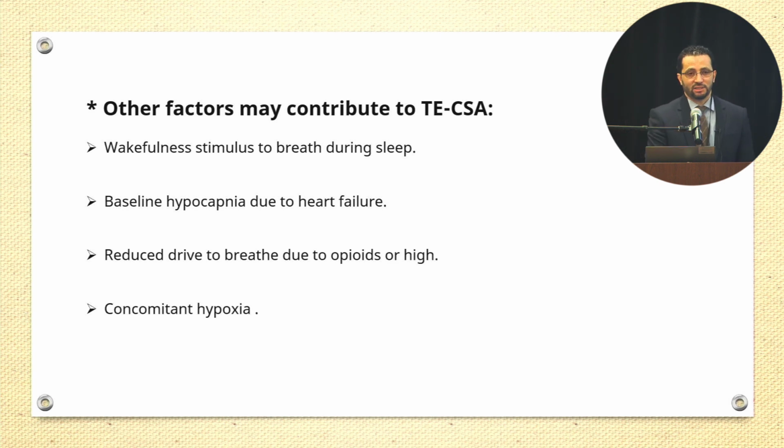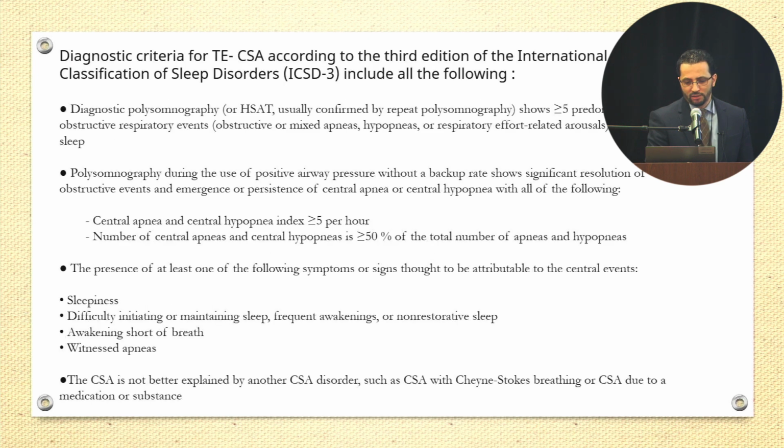There are some patients who are on opioids at baseline, and they have a reduced ventilatory drive as well, and hypoxia, as we mentioned. How do you diagnose this? The diagnostic criteria for what we used to call complex sleep apnea, and now call treatment emergent central sleep apnea, according to the third edition of the International Classification of Sleep Disorders, ICSD-3.